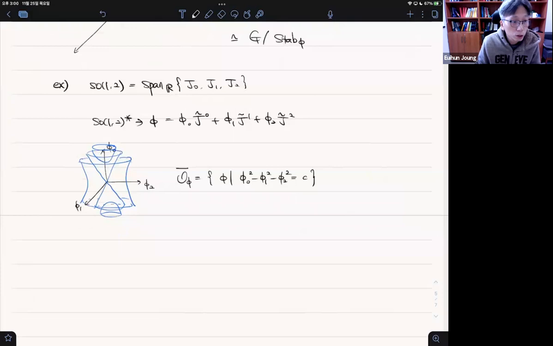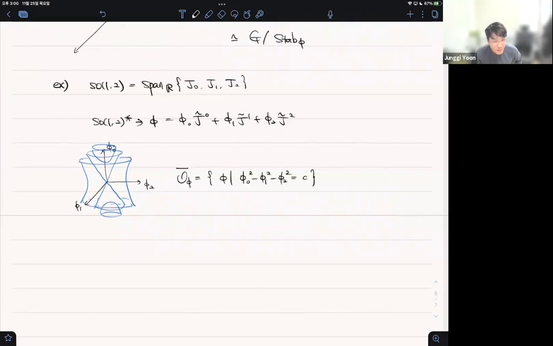Let me see. Maybe I will go a bit over time, would that be okay? Yeah, no problem. And by the way, what do you mean by minimal here? Did you define some minimal somewhere?